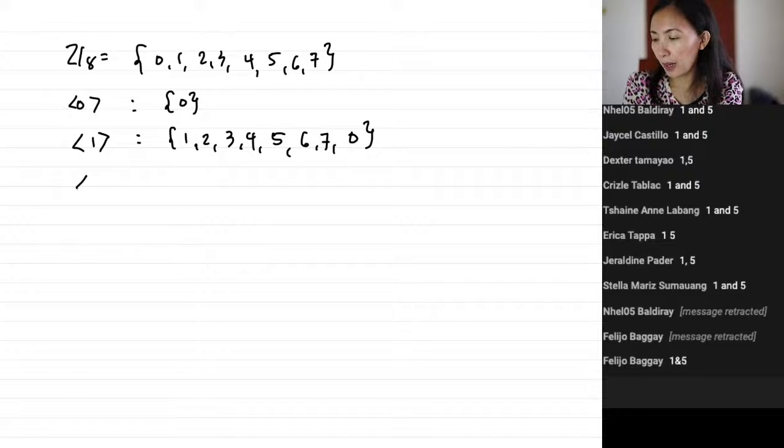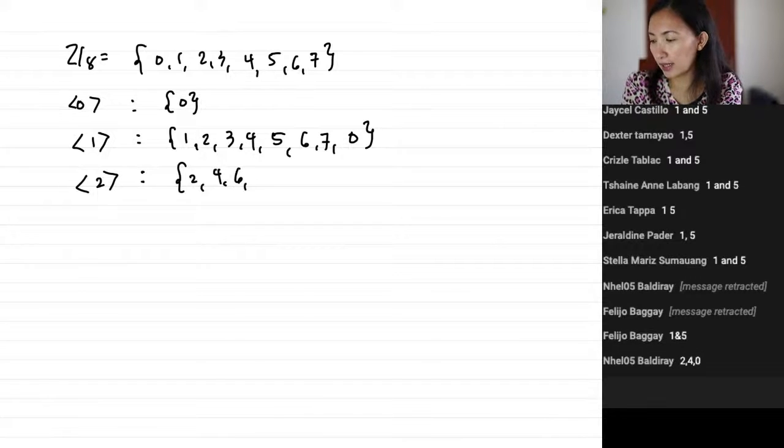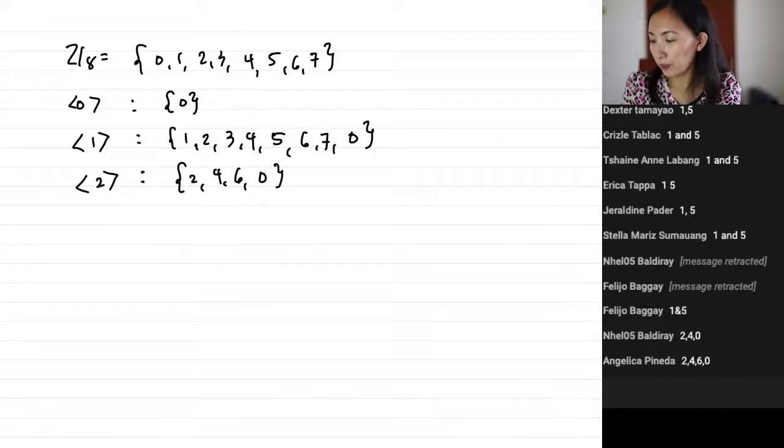Next, how about 2? What will be generated by 2? 2, 4, 6, and 0. Okay? 2, 4, 6, 0. You're right. Next, how about 3?